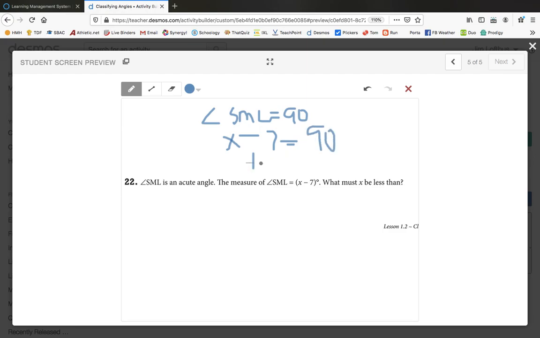So let's solve this one-step equation by adding 7. So that means x is equal to 97. So if x was equal to 97, it would not be acute, it would be right. But anything less than 97, it would be acute. So we can say that x has to be less than, and we'll do this, less than 97.